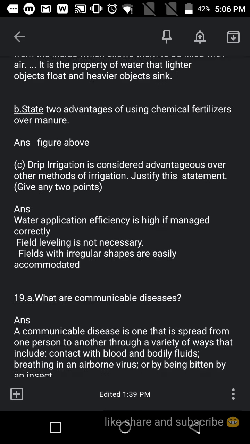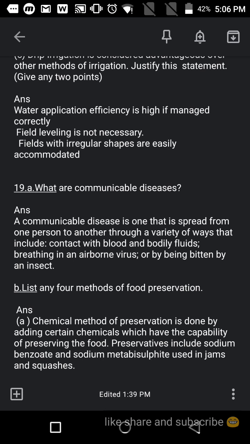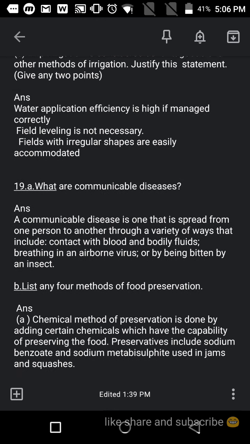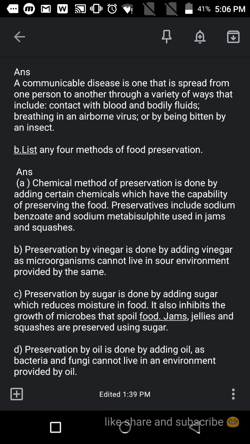Question number 19A. What are communicable diseases? A communicable disease is one that spreads from one person to another through a variety of ways that include contact with blood and bodily fluids, breathing in an airborne virus, or by being bitten by an insect. B. List any four methods of food preservation.